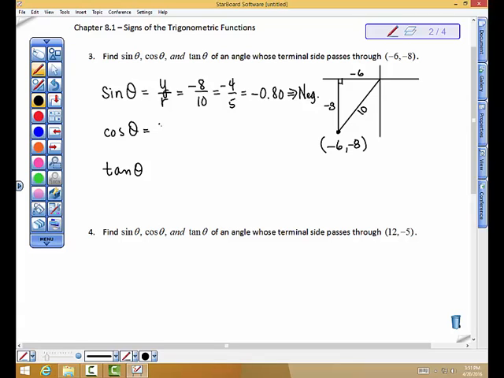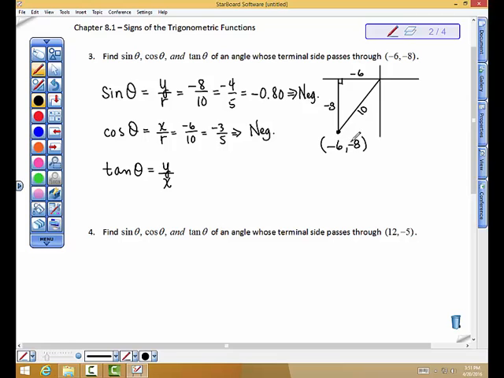Cosine is defined as x over r. And because in the third quadrant, x is also negative, in this case a negative 6 over the r value of 10, or if you wanted to reduce it, a negative 3 over 5, or a negative 0.6. But what I really care about is I want you to notice that cosine is negative in the third quadrant. But voila, we come to tangent, which is defined as y divided by x.